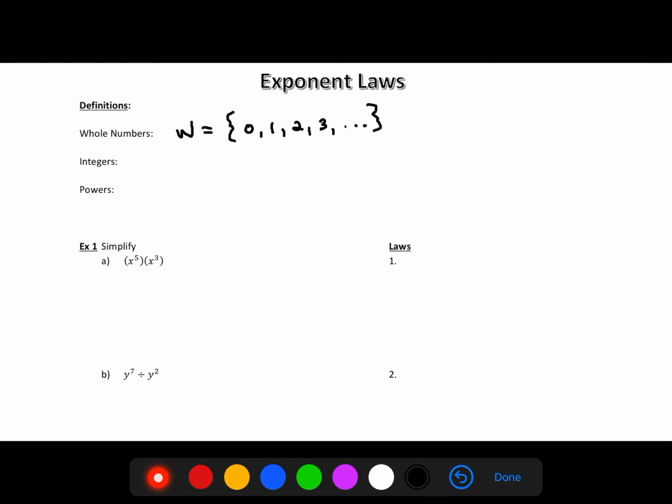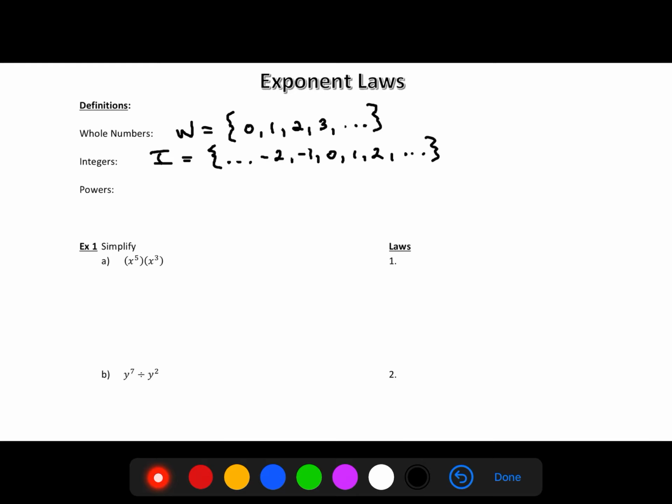they continue. Integers, we have a symbol of I, and we know that integers are both negative values and positive values. They are still whole values, but we have negatives as well as our positive values. And again, our dots just demonstrate that that continues.